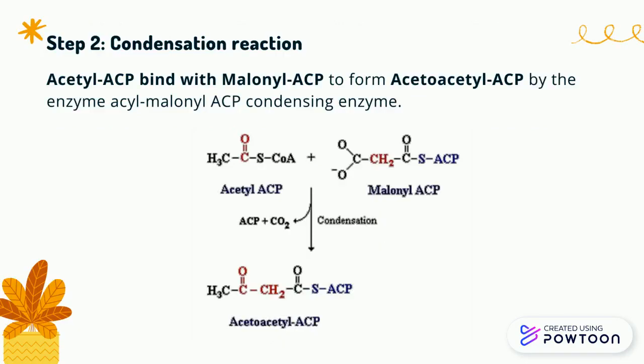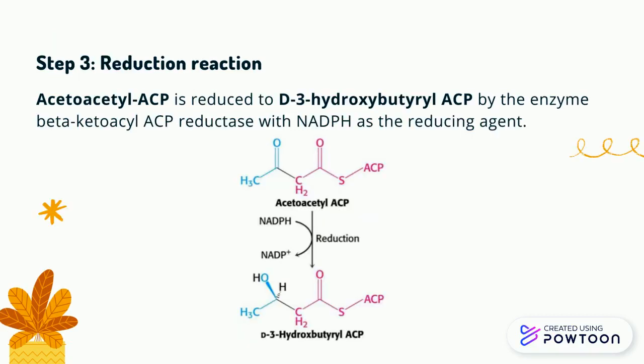Step 2 is the condensation reaction, where acetyl-ACP binds with malonyl-ACP to form acetoacetyl-ACP by the enzyme acyl-malonyl-ACP condensing enzyme. Step 3 is the reduction reaction, where acetoacetyl-ACP is reduced to D3-hydroxybutyryl-ACP by the enzyme beta-ketoacyl-ACP reductase with NADPH as the reducing agent.